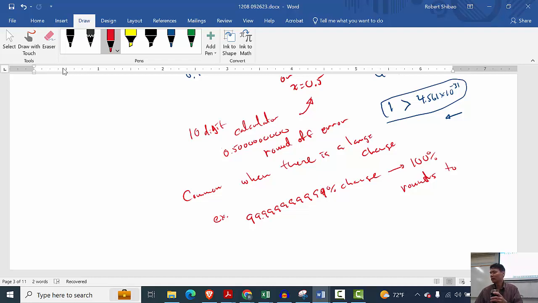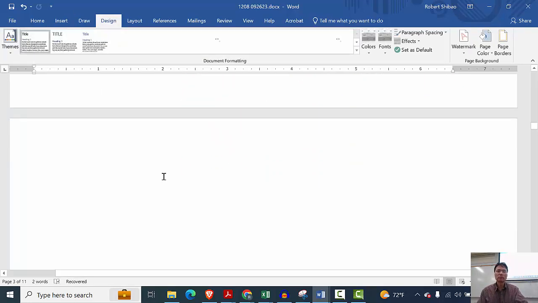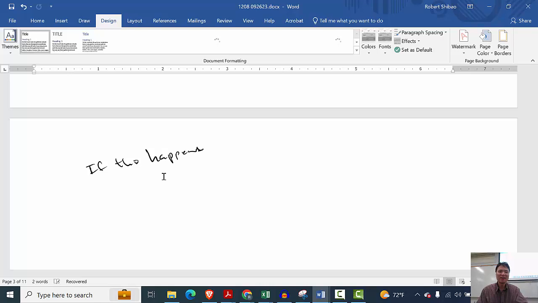So what do you need? Well, you need to buy a better calculator, maybe. Will that work? Or we need to do this trick. If this happens, we try resetting the initial conditions.